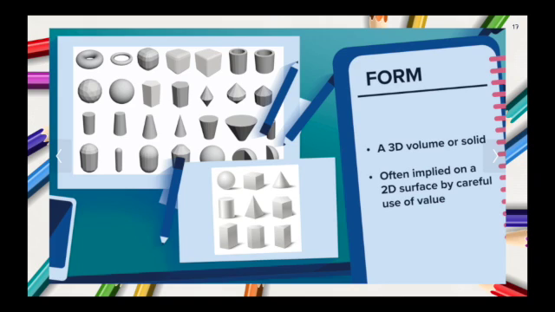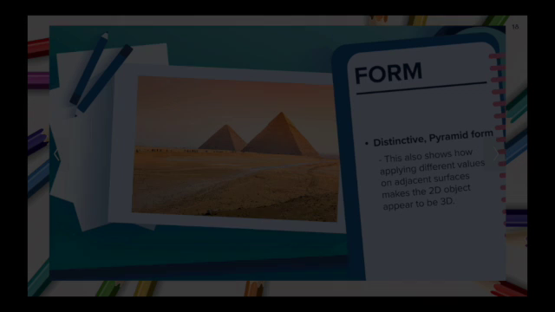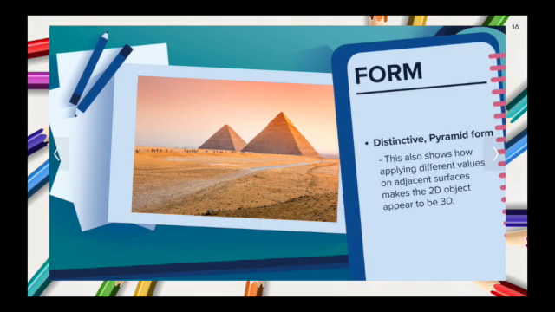Following shape, we have form, which is the 3D volume or solid, and it's often implied on a 2D surface by careful use of value. This is how we make shapes look 3-dimensional on paper. Here's an example of form. Pyramids are often used as an example of form as they are incredibly distinctive and easy to make 3D on paper.